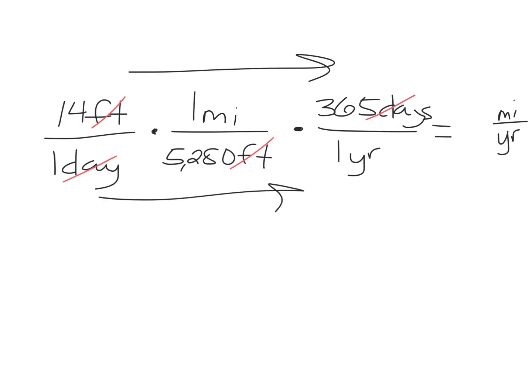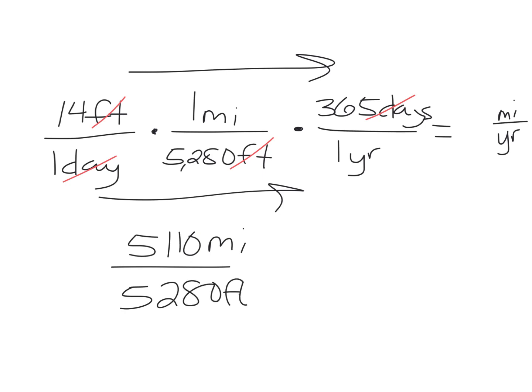Multiply across. Awesome. So we have 14 times 365, 5,110, divided by 5,280 feet. What is my last step that I got to do? Divide. And we get, did anybody get it? 0.97. What's my label? Miles per year. I realize I made a little mistake here. This should be a year. Are we close?